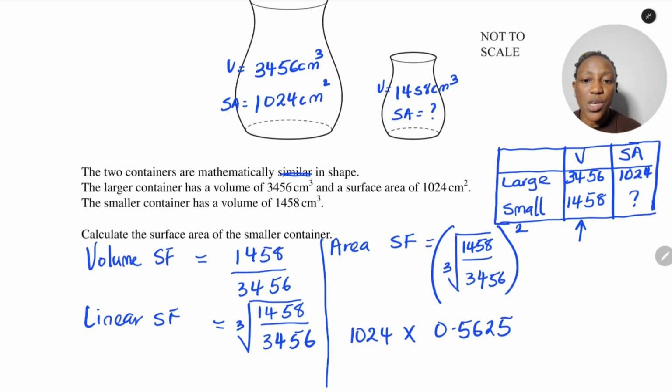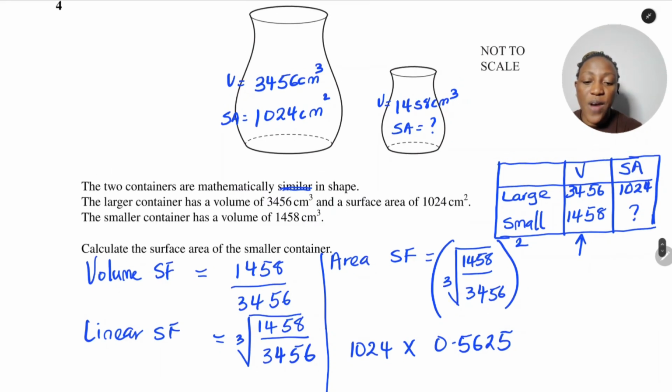To find our linear scale factor, we are going to divide the volumes by each other, which will give us our volume scale factor, find its cube root, and its cube root is the linear scale factor. We square that cube root to give us our area scale factor, and we multiply it by the surface area of the larger container.